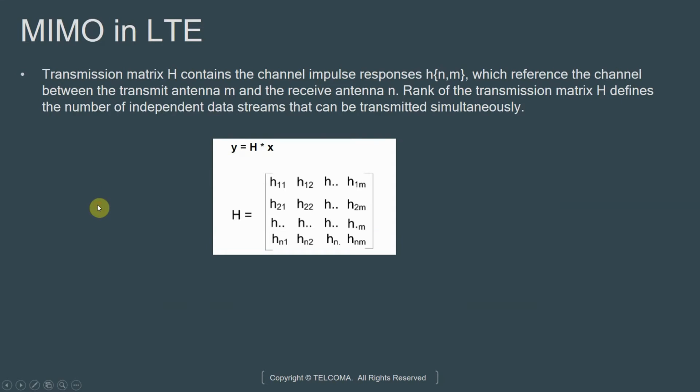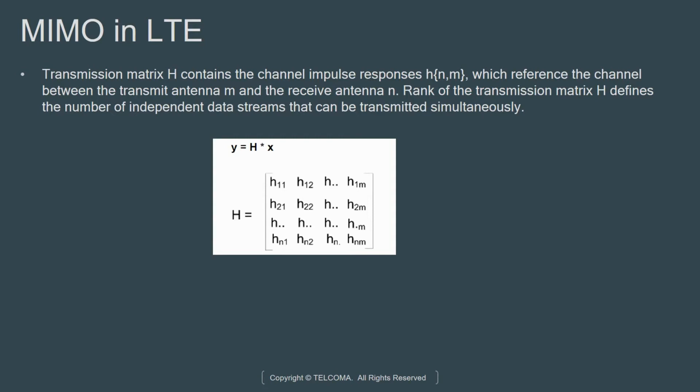The transmission matrix H contains the channel impulse response H n,m, where n represents the transmit antenna, m represents the receive antenna. The rank of the transmission matrix H defines the number of independent data streams that can be transmitted continuously. So y is equal to Hx, where H is the channel information matrix.